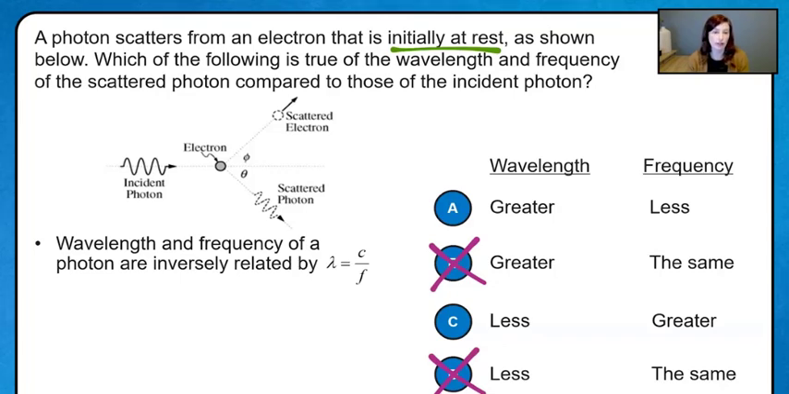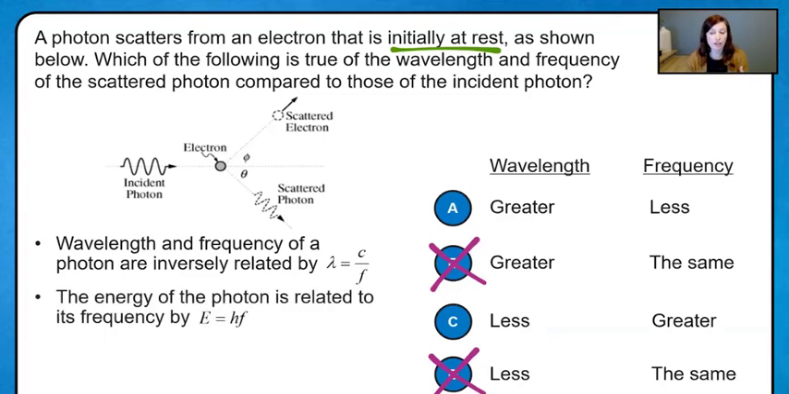between wavelength and frequency. The wavelength can't be greater while the frequency remains the same, or the wavelength can't be less and the frequency remain the same. So those are out. So now we also know that the energy of the photon is related to its frequency by energy equals Planck's constant times frequency.